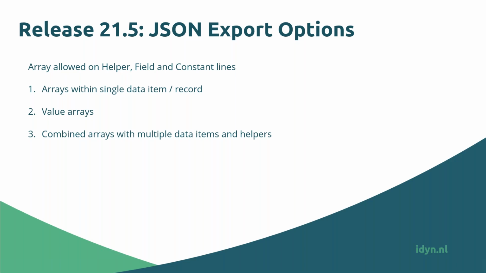There is a limitation over there where these values are only from the same record. So we can't currently create a value array with values from different records. That's the limitation there. And the last part is that we currently have a new option available as well, where we can combine arrays.